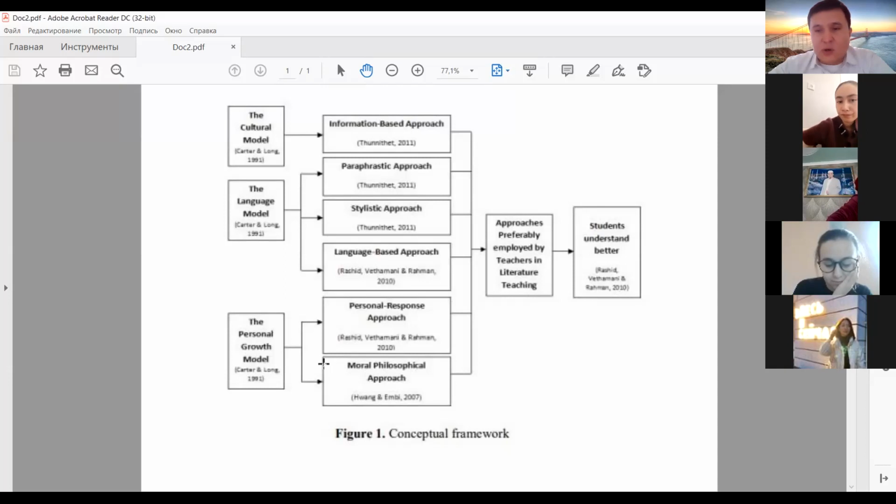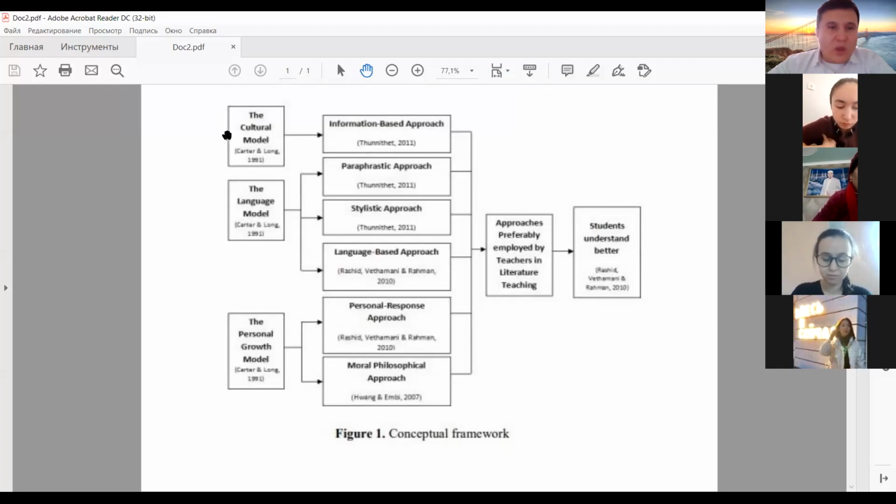So the next model, the third and last model of literature teaching, is the personal growth model. You can see this, yes? The personal growth model is connected with the personal response approach and the moral philosophical approach in language teaching. This model enables students to develop their language, character, and emotions by connecting and responding to the issues and themes in their lives. It encourages students to love and enjoy reading literature for personal development as well as to relate their relationships to the environment.